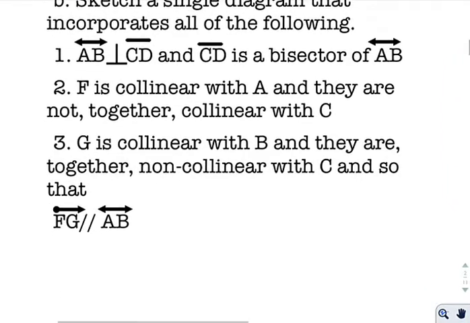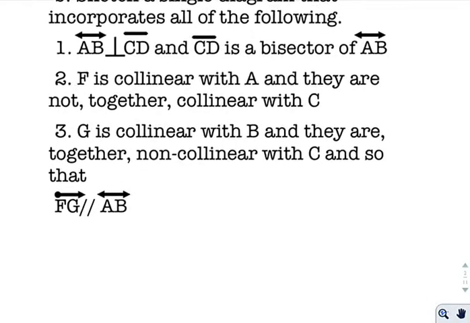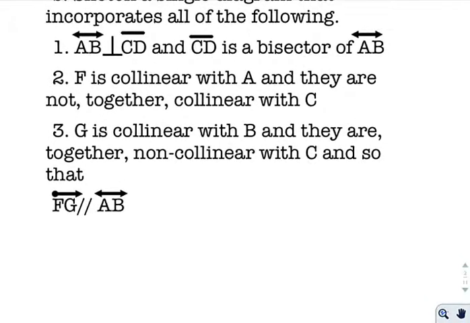Now I'm going to put all this into a single diagram. So it's important that we read the entire question first, and then we make a decision about what it looks like. I'm going to try to highlight some of the important pieces here. Number one says, if I have line AB and line segment CD, they should be perpendicular, and also CD should be a bisector of AB. Now this term bisector just means cut in half.